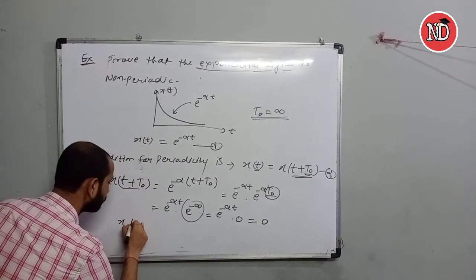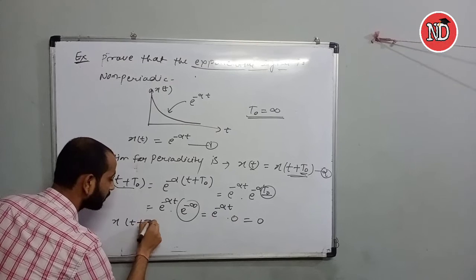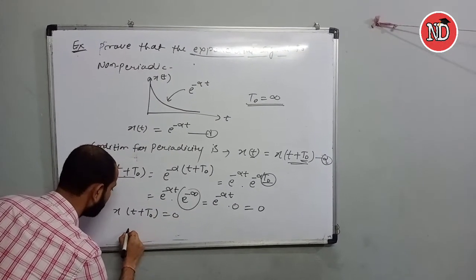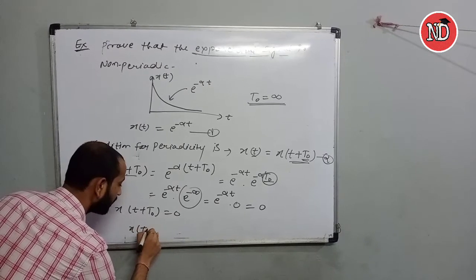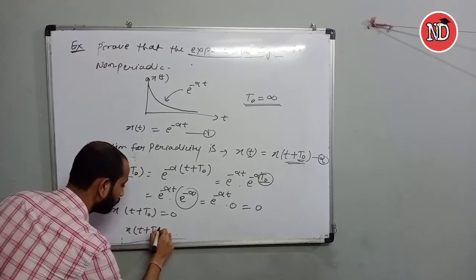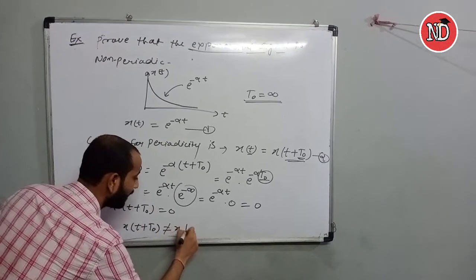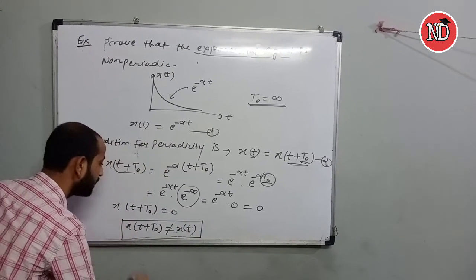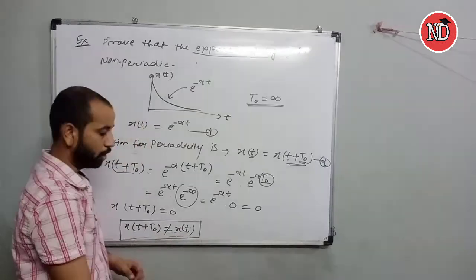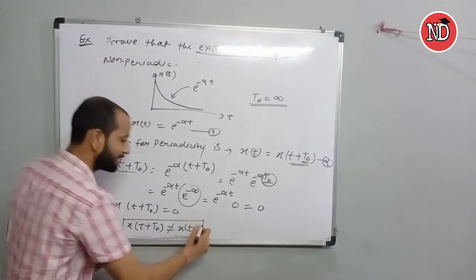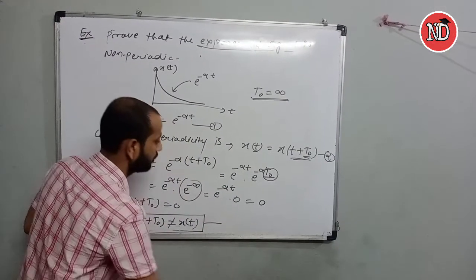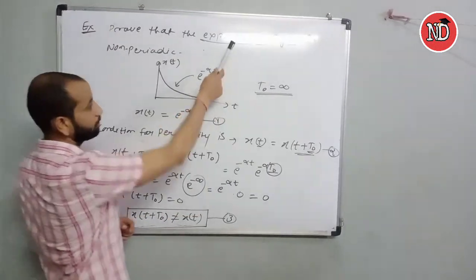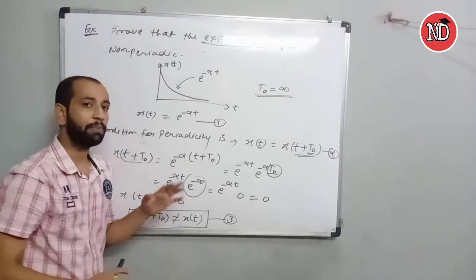Here x of t plus T0 is equals to 0 and x of t plus T0 is not equals to x of t. So this is the condition for non-periodicity. So it is clear from this equation number 3 that the exponential signal is not periodic signal.